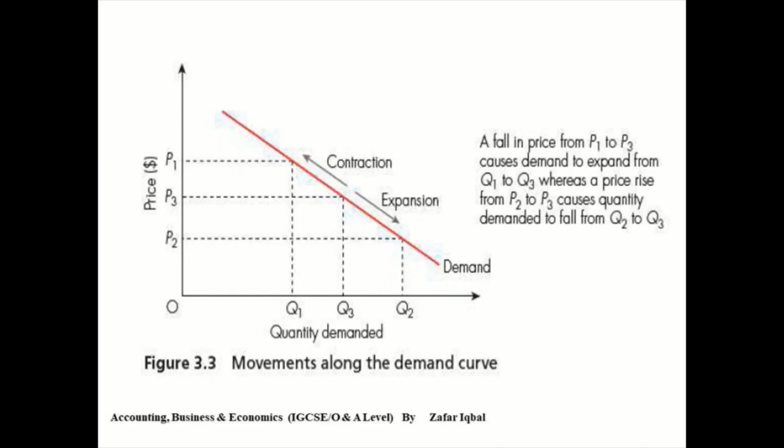Movements in the demand curve: a change in the price of a good or service causes a movement along the demand curve. A price rise will cause a decrease, a contraction, in the quantity demanded of the product, whereas a reduction in the price will cause an increase, an expansion, in the quantity demanded of the product. In other words, a fall in price from P1 to P3 causes demand to expand from Q1 to Q3, which is an expansion in demand, whereas a price rise from P2 to P3 causes quantity demanded to fall from Q2 to Q3, which is a contraction in demand.